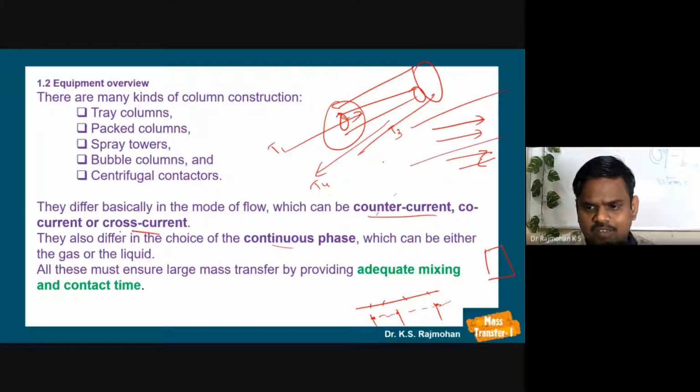For example, if it is a packed tower, the liquid is trickling down across the packed bed. What will happen? The concentration will continuously change. Or if we consider plate towers like bubble column, valve column or sieve trays, we will have trays. At each tray there will be mass transfer taking place. In between there won't be mass transfer, only movement from one place to another. So in all these cases, what is the objective of the equipment? As I explained, adequate mixing is required and sufficient contact time should be provided.